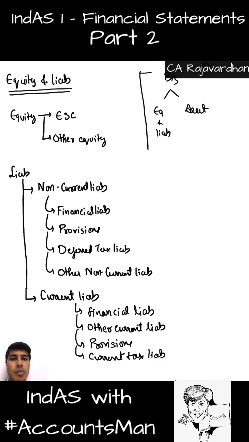So when we talk about equity and liabilities along with assets, right now I've told you what exactly this word equity and liabilities includes. So equity will include equity share capital and other equity. Liabilities are majorly classified as non-current liabilities and current liabilities. Non-current liabilities further have financial liability, provisions, deferred tax liability, other non-current liability, and current liability has financial liability, other current liability, provisions, and current tax liability. So this is the format.